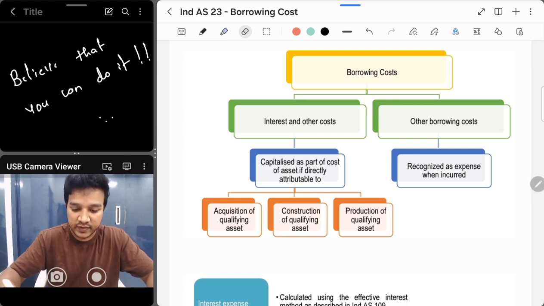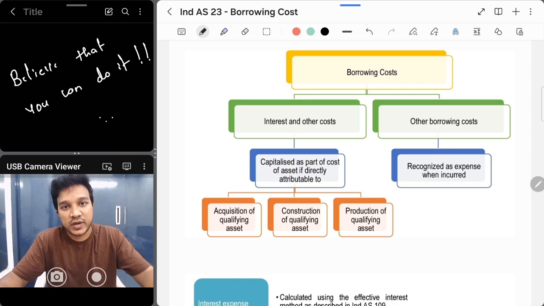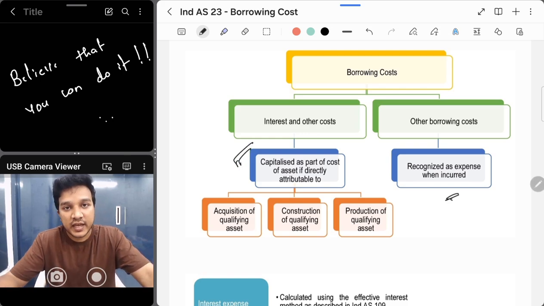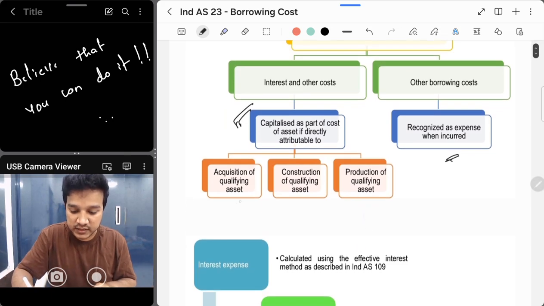So borrowing cost: whenever you take any loan and you are incurring interest, generally some interest will go and sit in the P&L account. You will debit that to the P&L account. And थोड़े ऐसे रहते हैं कि you will capitalize that to an asset. If you are using those borrowings to construct a building or a qualifying asset, then whatever interest is incurred on such borrowing cost, you will add to the cost of the asset. Simple.